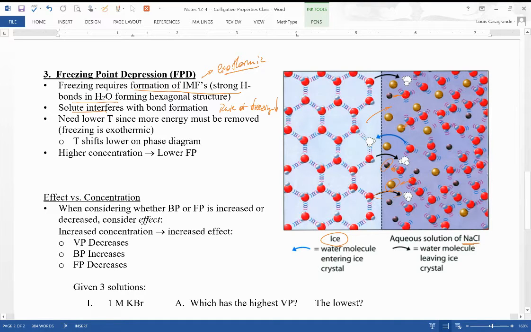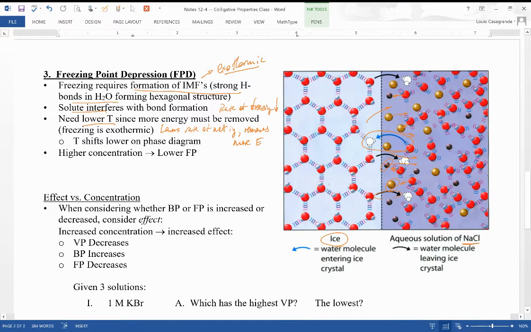And what happens is we need to lower the temperature. This does a couple of things. It lowers the rate of melting, and it also removes more energy. So as we lower the kinetic energy, we're removing energy from the system. Now the intermolecular forces that are attracting the water molecules to the crystal are strong enough. They can overcome those forces and push those sodium and chloride ions out of the way.